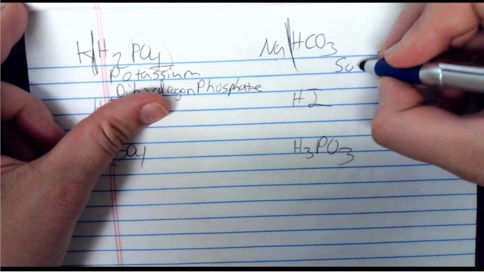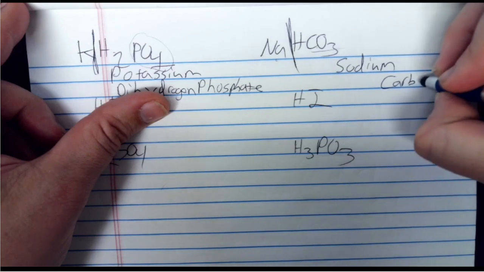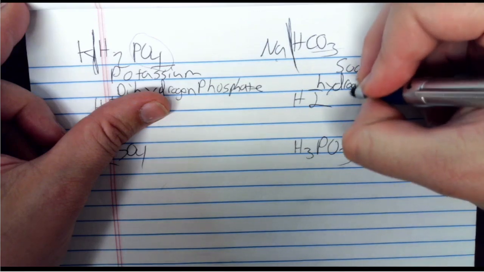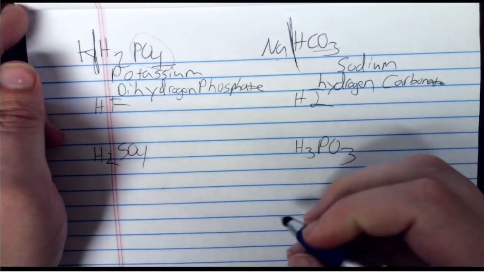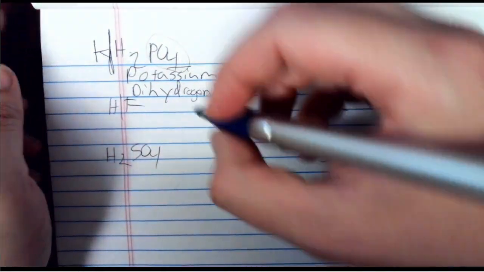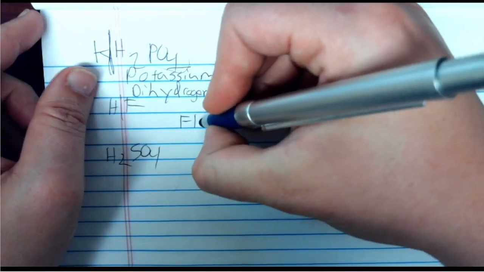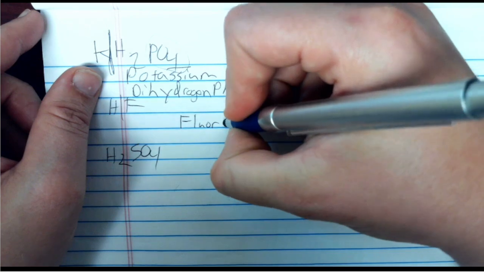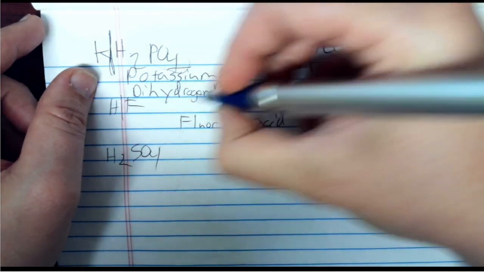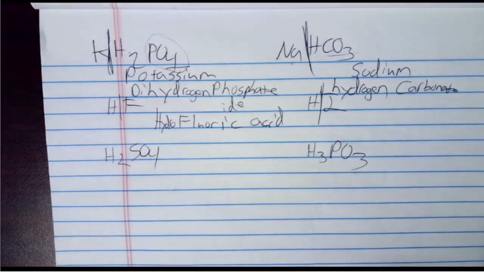That's still sodium. That's a carbonate. And it's hydrogen carbonate. Now this is just H and F, and H and I. So we just have to call that. That would normally be a fluoride, but the IDE becomes IC acid. Now because it's an IDE, we have to add the hydro. So this is hydrofluoric acid.